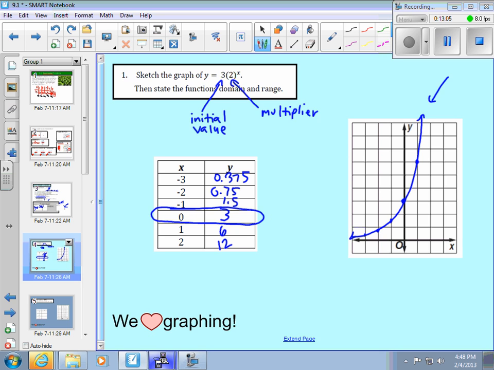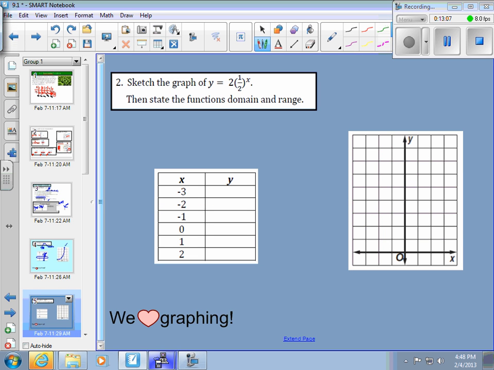There's another one on your sheet there. Let's take a look at this one. We can do the same thing. Again, let's look at some of the key things we know. Our first value there, that's our initial value. So we know at 0, it's going to be 2. Also on our graph, we know it crosses at the point (0, 2). Our multiplier on this one is 1/2. So if we multiply by 1/2, we'll get the next value. Half of 2 is going to be 1. Half of 1 is 0.5 or 1/2.